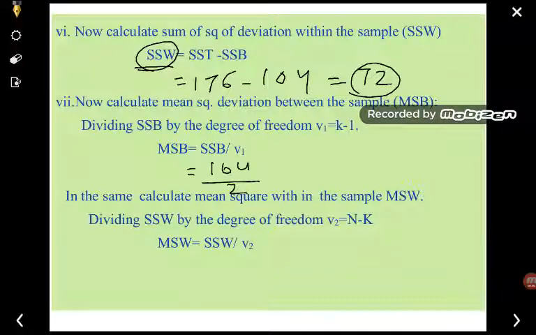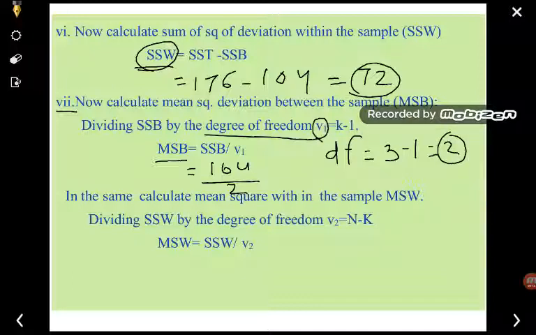Now moving up to the seventh step, that is, now we have to calculate the MSB. But before that, we have to find out the degree of freedom. So degree of freedom can be calculated by means of V1, that is equal to K minus 1. What is K? K is the number of samples. So we have 3 samples minus 1, that is equal to 2. So degree of freedom, that is V1, we got it as 2.